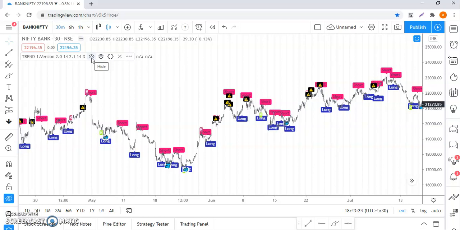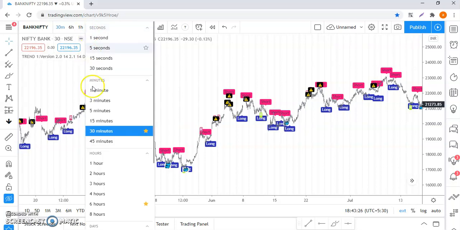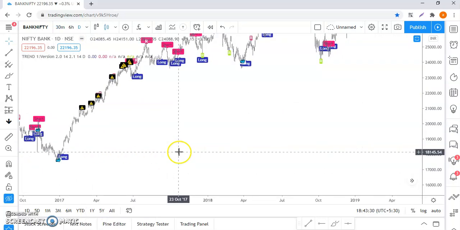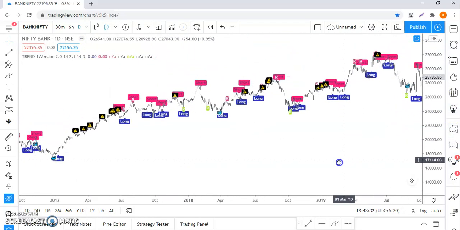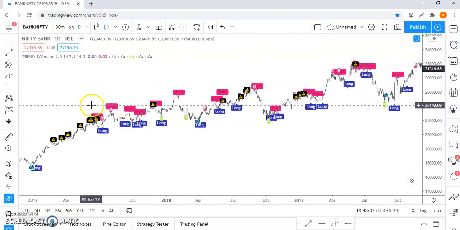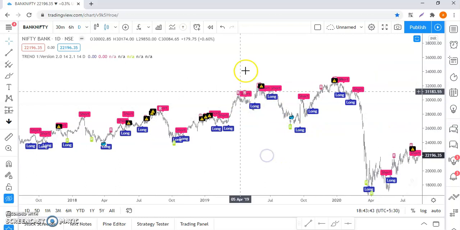Okay, so what is the first step? The first step, you should go to the 1 day chart and start drawing the support and resistance lines. I know most of you know how to draw support and resistance lines. So that's the first step.